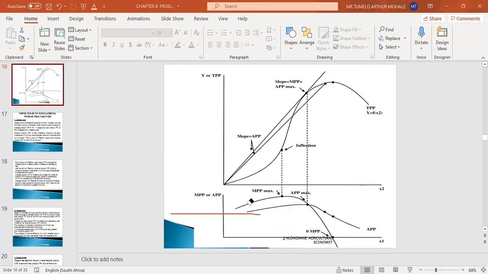Let's see if that is true. So this is stage 2, right? Stage 1 ends here, remember, where APP is at its maximum and MPP and APP are equal. So after this point, you have stage 2. And we said in stage 2, TPP, this is the TPP function. The first graph here is the TPP function. It reaches its maximum at this point. Do you see the point I'm pointing at now?